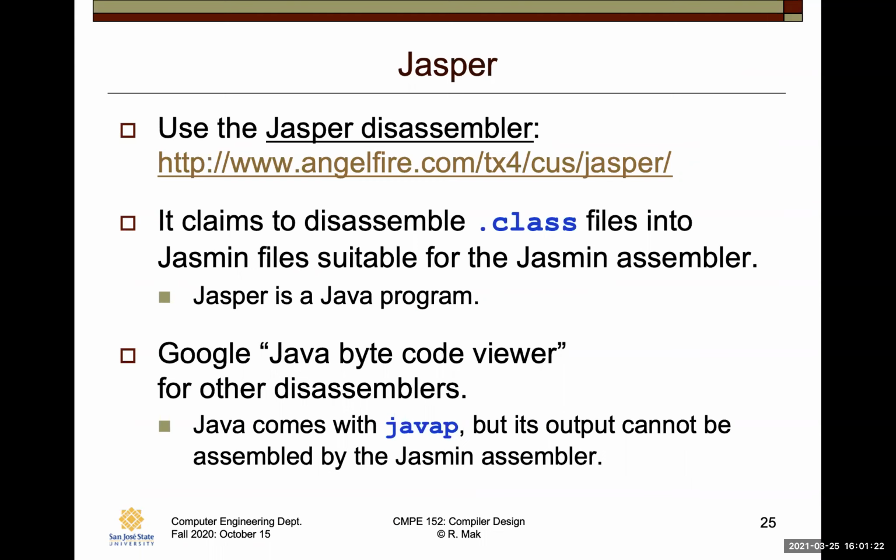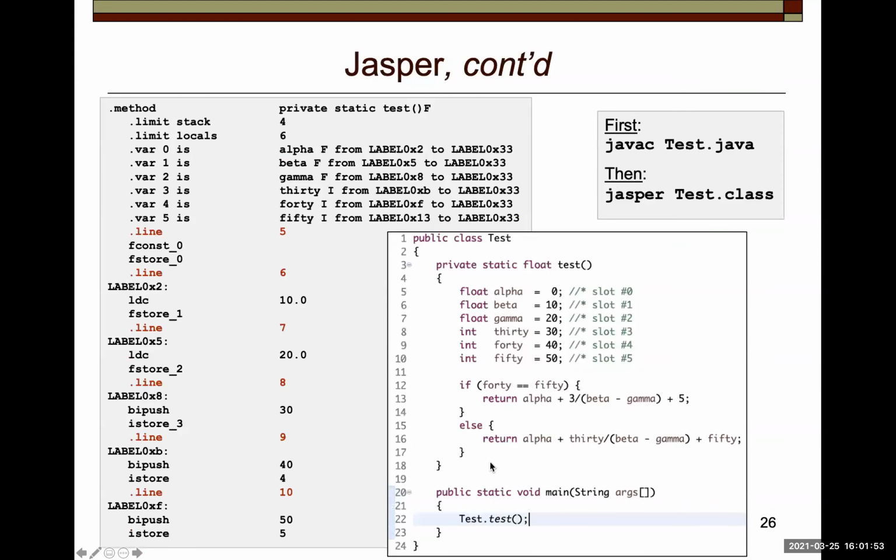And it turns out that when you install Java, Java comes with a disassembler called javap, but when you run that disassembler, it prints out the Jasmine assembly code in a format that the Jasmine assembler cannot handle. Okay, don't ask me why, but that's what happened. And so you really want the Jasper disassembler and not javap. Okay. All right.